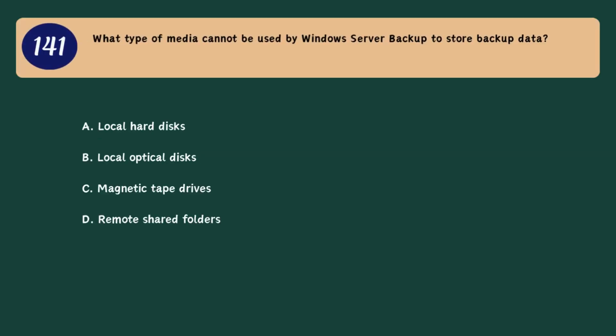Question 141. What type of media cannot be used by Windows Server Backup to store backup data? A. Local hard disks. B. Local optical disks. C. Magnetic tape drives. D. Remote shared folders.